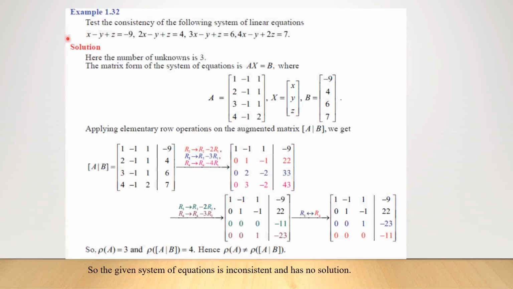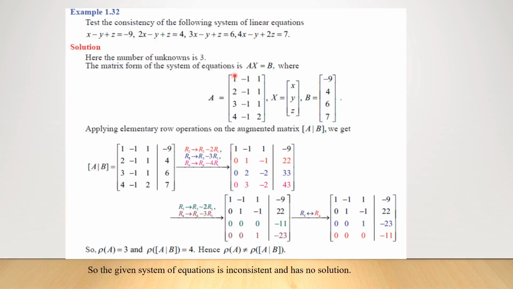Let us see example 32. Test the consistency of the following system of linear equations. Here, they were given 4 equations with 3 unknowns. Let us see the solution. Here, the number of unknowns is 3.